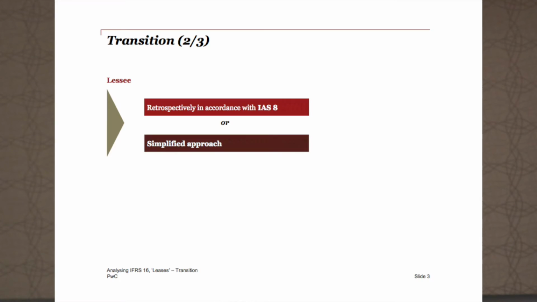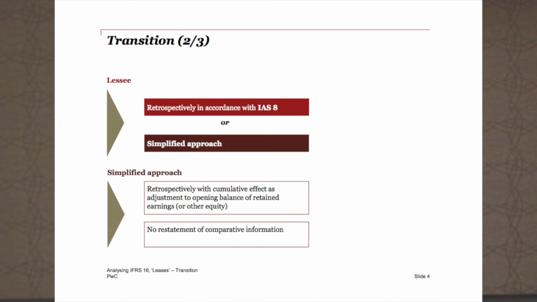The standard has two ways of transitioning to IFRS 16. The first one is fully retrospective. That method requires an entity to go back to the inception of its leases to apply the standard as if it had been applying it all along. So it would need to have all the data in order to do that. It would need to restate the opening balance sheet presented and all the comparative periods that are provided.